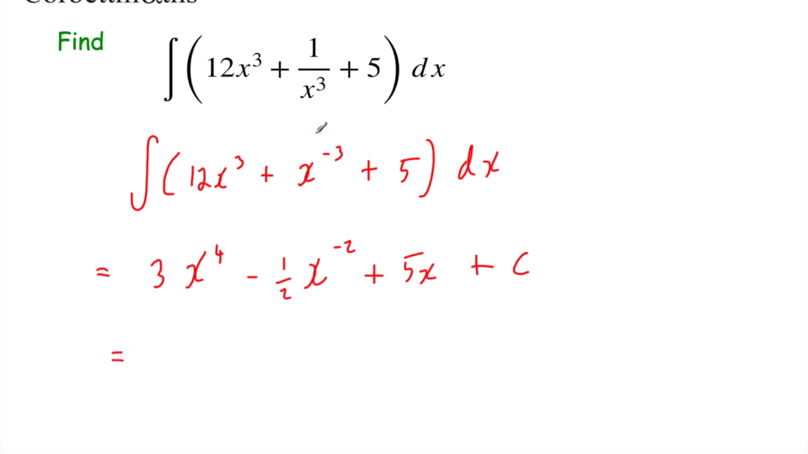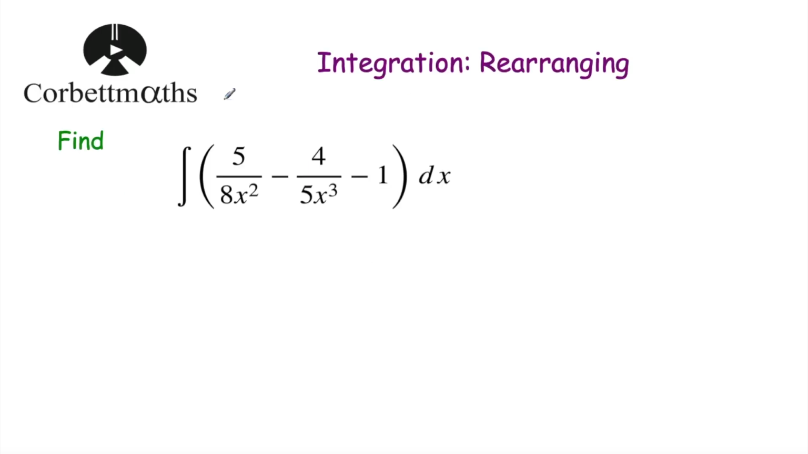Alternatively, we could write this in a similar format. So you could write 3x to the power of 4. You could put this bit on the denominator, so it'd be minus 1 over 2x squared, just bringing that back down to be with the denominator, plus 5x plus c. And that's it. Okay, let's have a look at our last question.